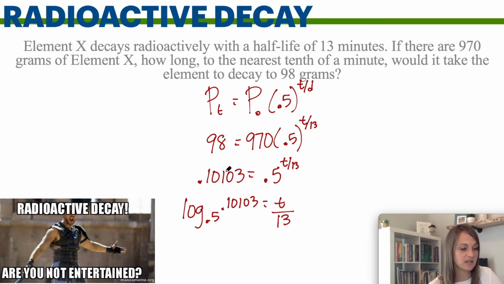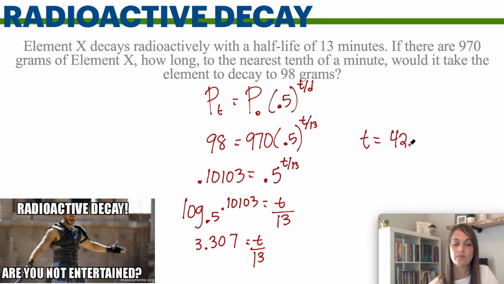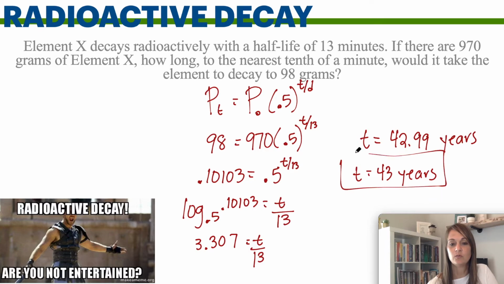If you put this into the calculator, you will get 3.307. And then to solve for T, you multiply both sides by 13, and you will get 42.99 minutes. So roughly about 43 minutes is how long it will take for this radioactive element to decay from 970 grams down to 98 grams.